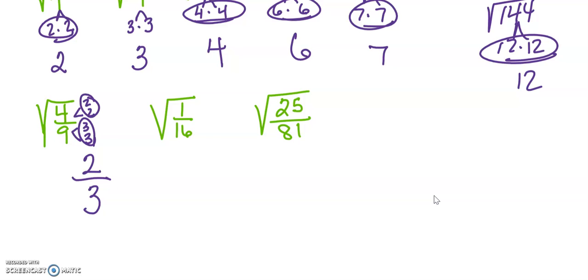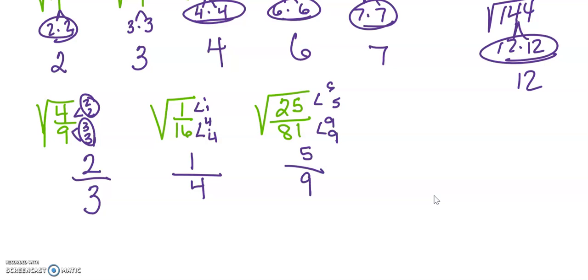Now once I take the square root and the number comes out of the radical, if there's nothing left in the radical, the radical's gone. The square root of 1 is 1 times 1. And the square root of 16 is 4 times 4. So the square root of 1 over 16 is 1 over 4. 25 would be 5 times 5. We said that earlier. And then 81 is 9 times 9. So the square root of 25 over 81 is 5 over 9.